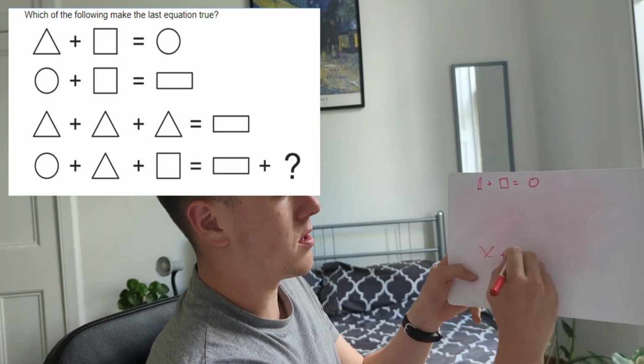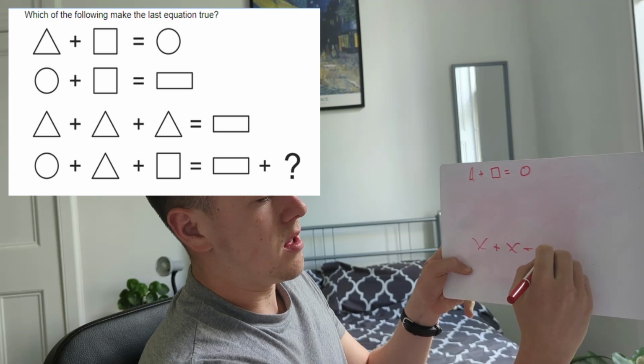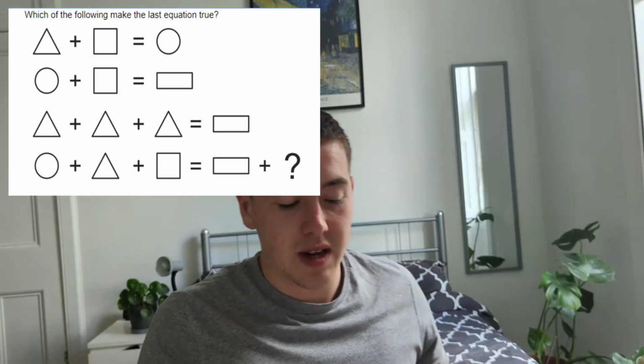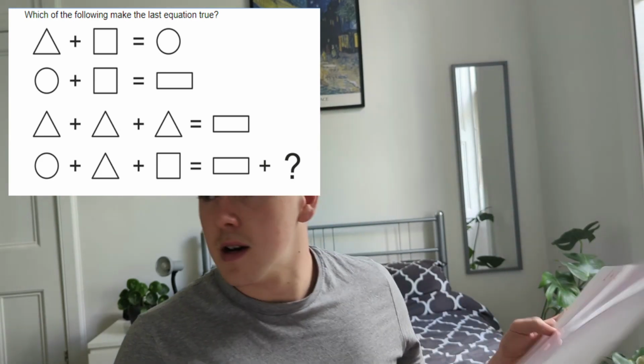And the main outcome from this question is to fill in the gap at the end. So we're going to have x plus x equals y plus, and then we're going to have a question mark, and we're going to need to figure out what shape that question mark is going to be at the end. It sounds very abstract, but I think it will make sense a little bit more once I get into it.